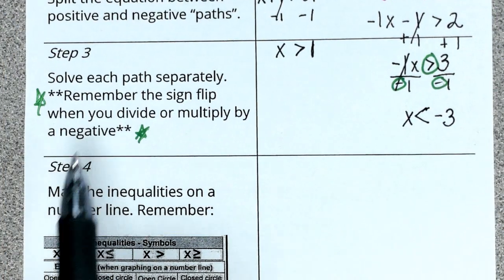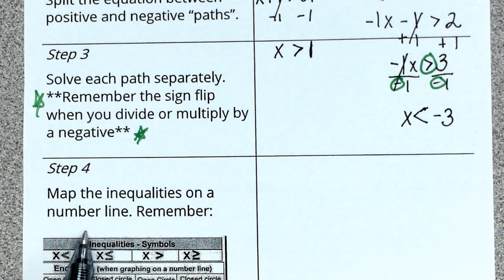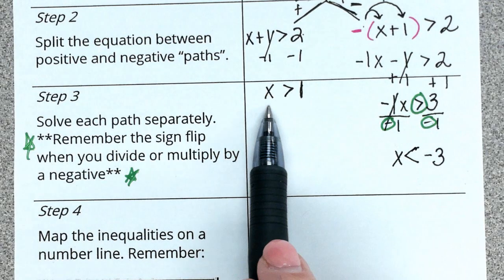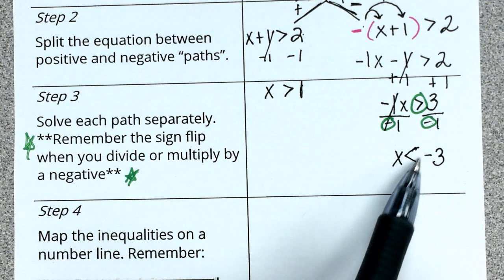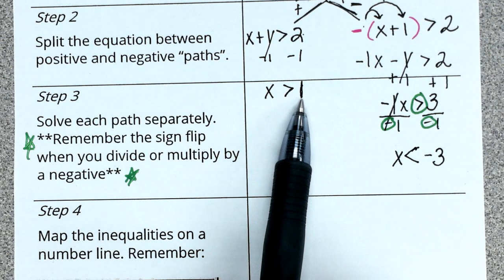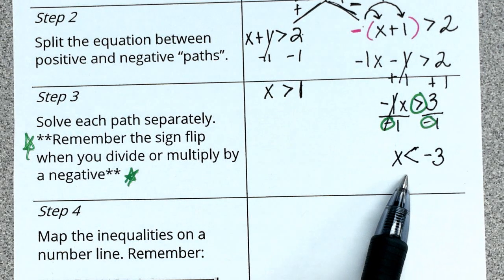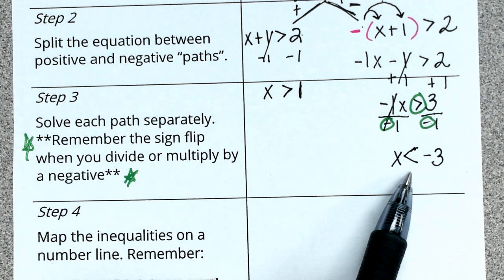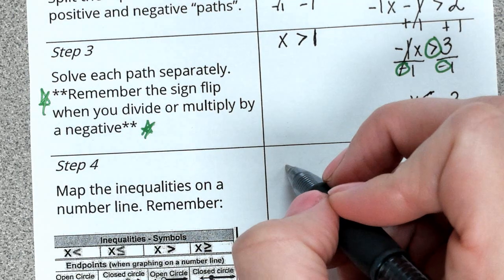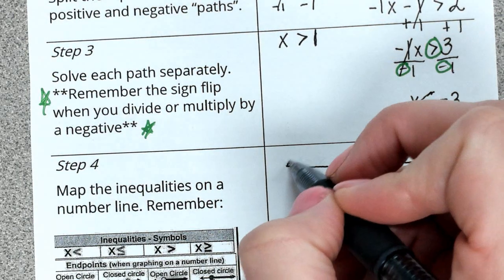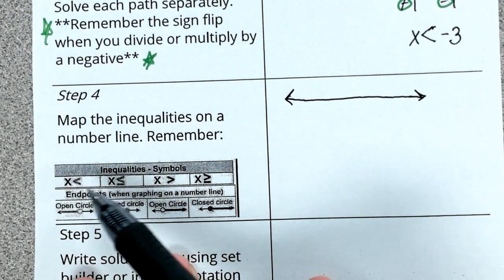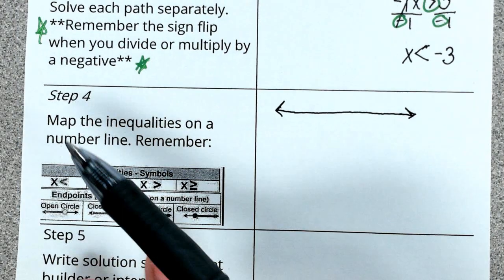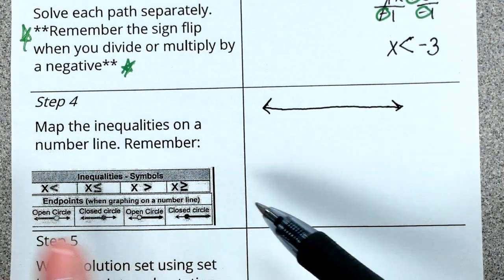Okay, step 4, map the inequalities on a number line. So now I want to draw a picture of what this looks like. Because there's lots of numbers that are bigger than 1, and there's lots of numbers that are less than negative 3. So let's map it on a number line. And we can use this little key right here. This little note sheet is so helpful in many ways.